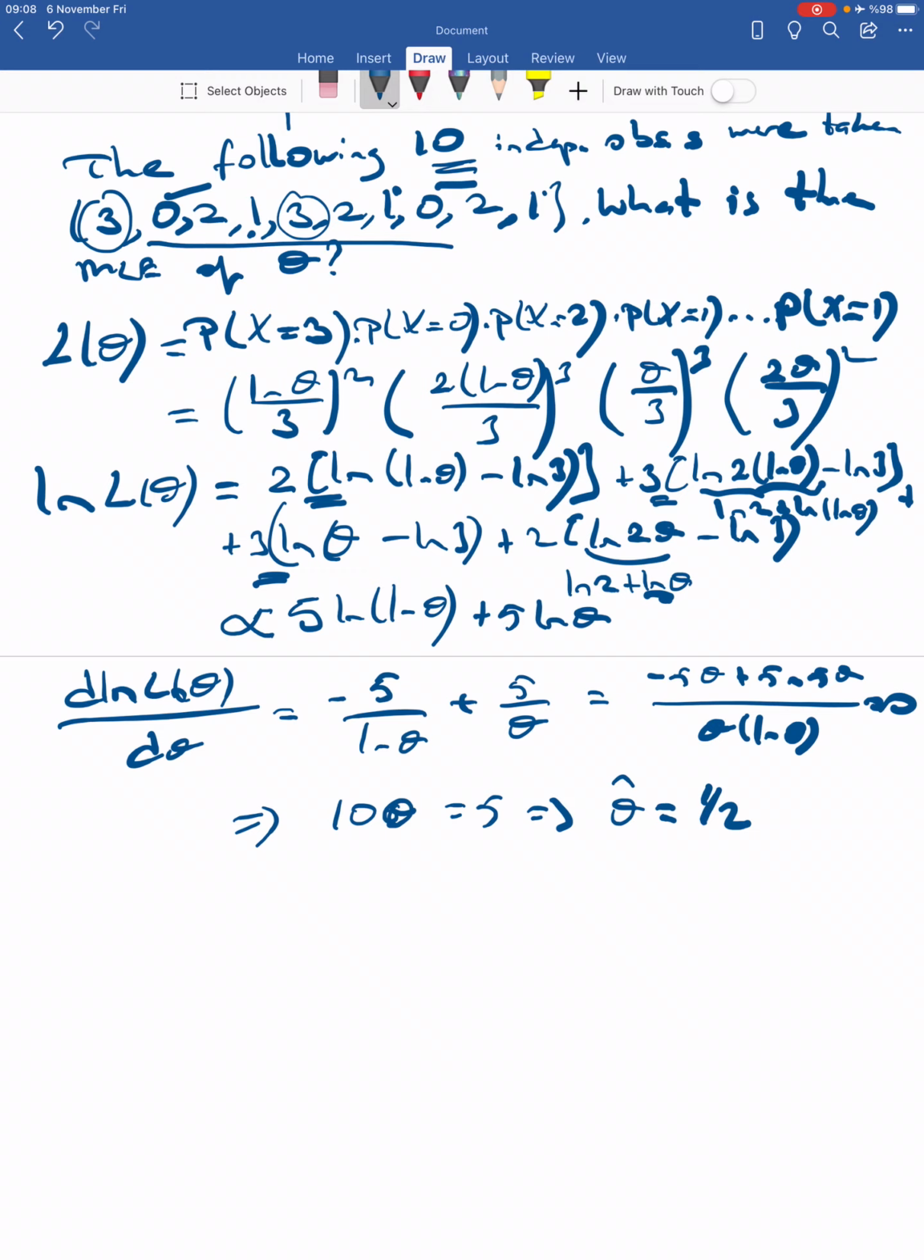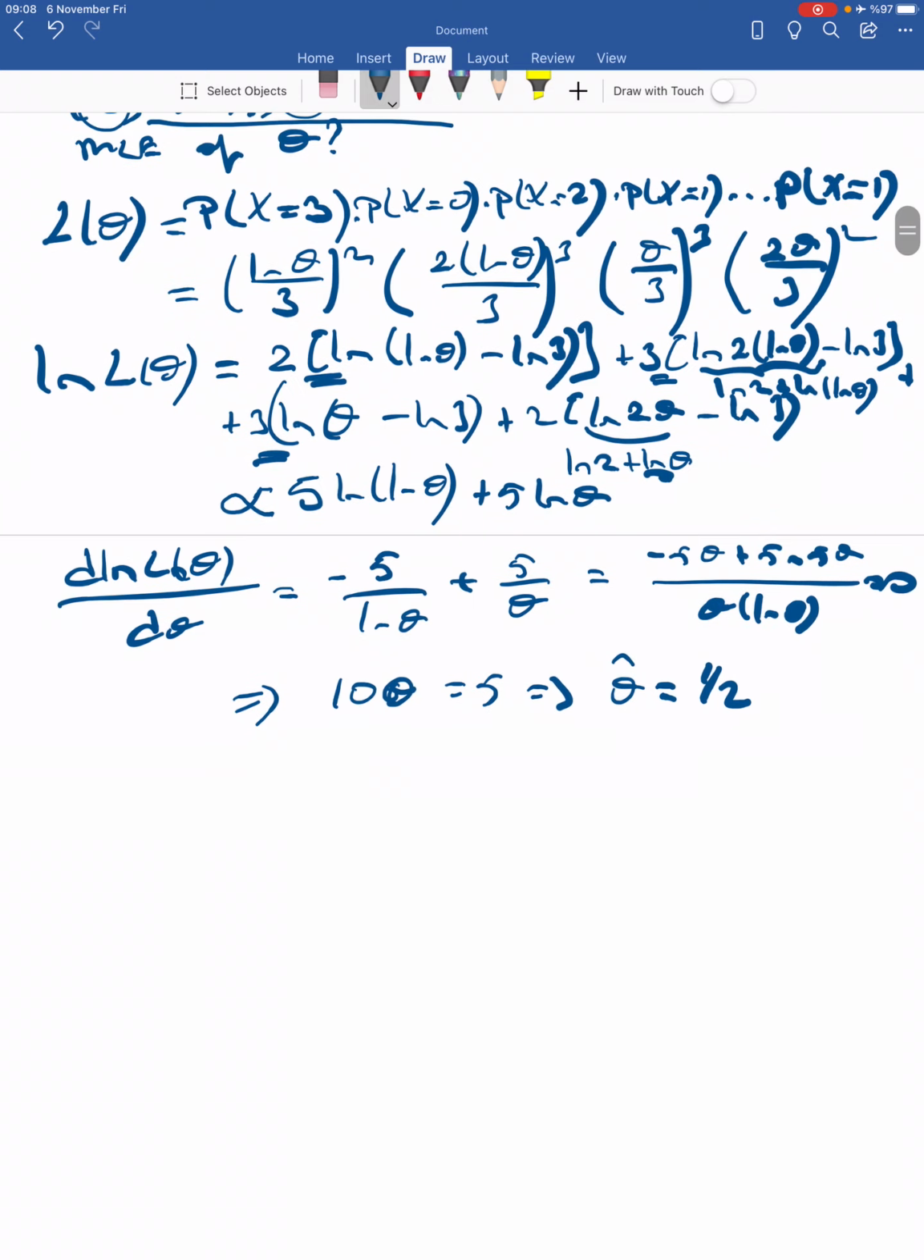So it is negative, I think. Okay, so it is this one. So theta hat is in the range of the parameter space, 0 to 1. So let's check the MME of theta here.